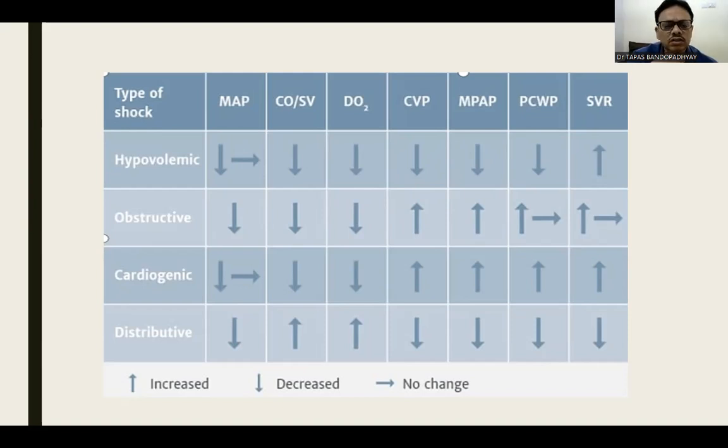Systemic vascular resistance will be high in cardiogenic shock, and in distributive shock, systemic vascular resistance will be low because the arteries that supply the organs are dilated, and there is a fall in systemic vascular resistance. So this slide is very important for understanding the different types of shock that we come across, whether it is hypovolemic shock, obstructive shock, cardiogenic shock, and what the different parameters are in distributive shock.